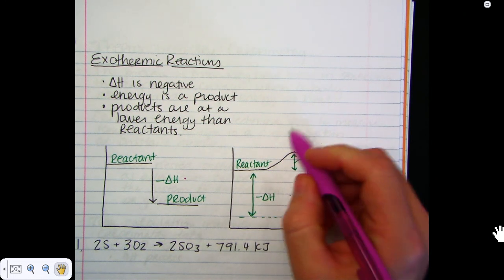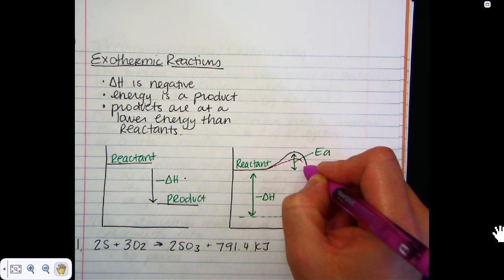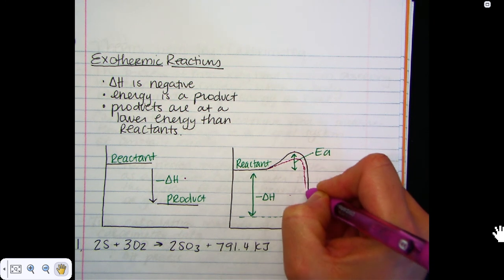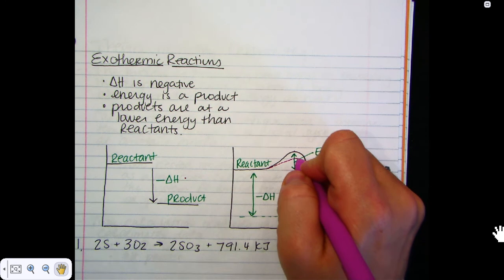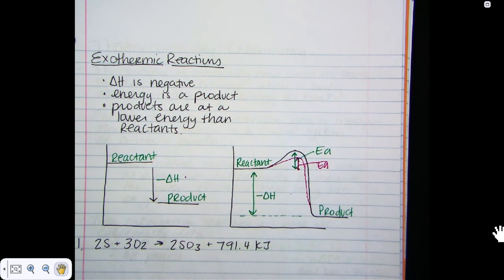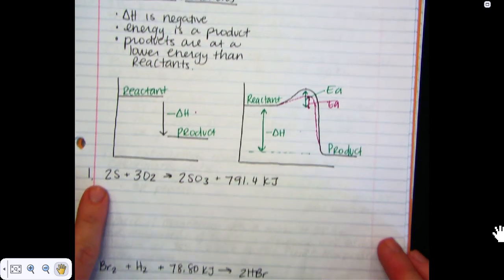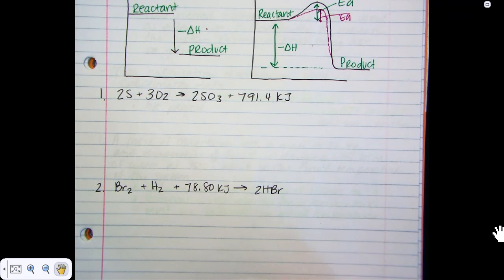And if I were to catalyze this reaction, right, I would just have a smaller hump. My reactants and my products would still start and end in the same position, but I would just reduce the activation energy. Okay. All right, so let's do two examples. And these are really easy. Like, don't stress over these. All right, so let's look at my first example. 2S plus 3O2 yields 2SO3 plus 791.4 kilojoules.